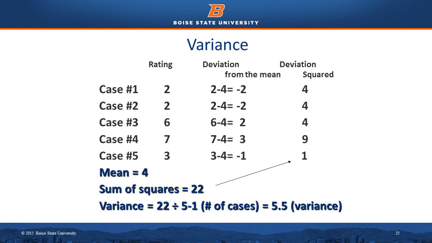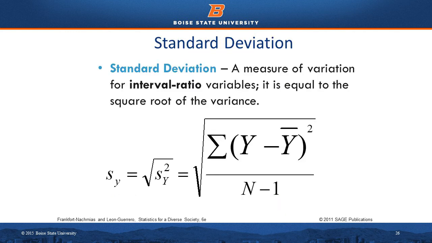Now we divide the sum of squares by the number of cases, or n minus 1, resulting in 22 divided by 5 minus 1, or 22 divided by 4, which equals a variance of 5.5. You may want to repeat this to get a solid understanding of the formula before moving on to the next slide. Our next and very important measure of dispersion or variability is the standard deviation, a measure of variation used with interval and/or ratio level variables.